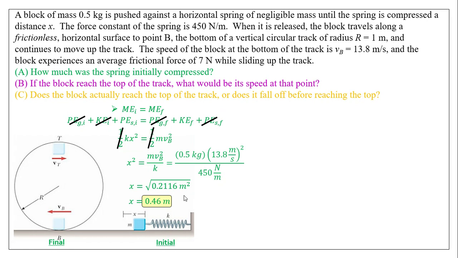All right, part B. Part B asks, or states, if the block reached the top of the track, what would its speed at that point be? So here is V at the top. Again, T for top. So let's go ahead and set it up.